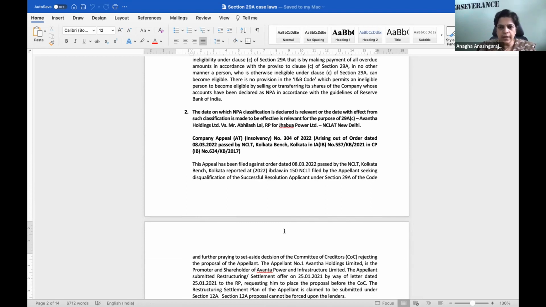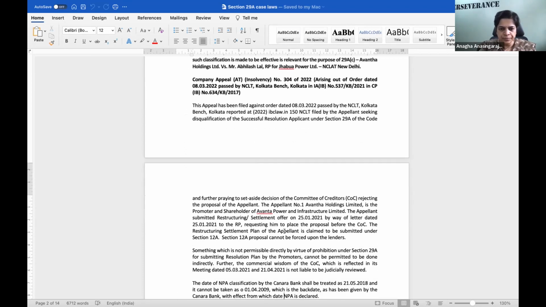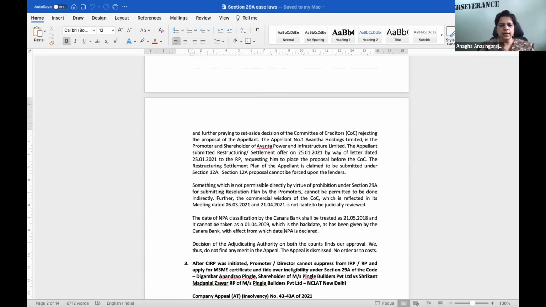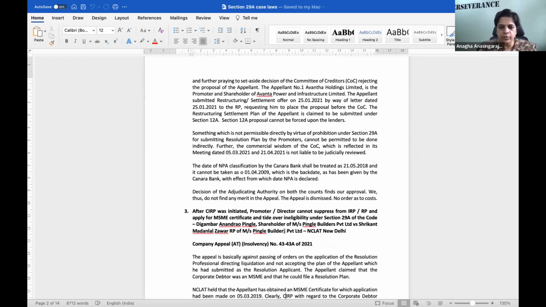So this is an NCLAT judgment arising out of the Kolkata bench order. This appeal was filed, and this is a recent judgment of 2022. Here the question being discussed was which date is to be taken as relevant: the date on which the NPA classification is declared, or the date with effect from which such classification is made effective. Here it is held that the date of NPA classification by Canara Bank shall be treated as so and so, and it cannot be taken as 1/4/2009, which is the back date given by the Canara Bank, with effect from which the NPA is declared. So 2018 was taken as the relevant NPA classification date, and accordingly all other dates would be relevant from this date.